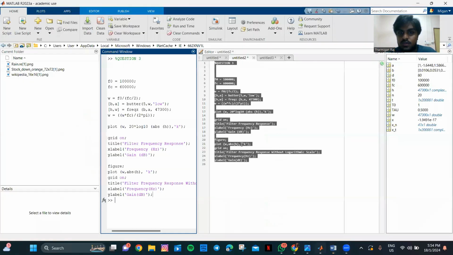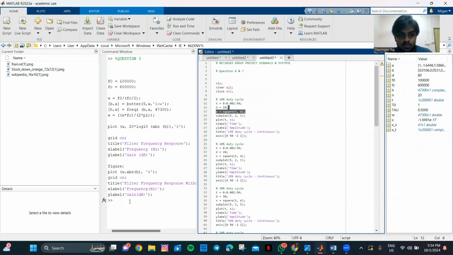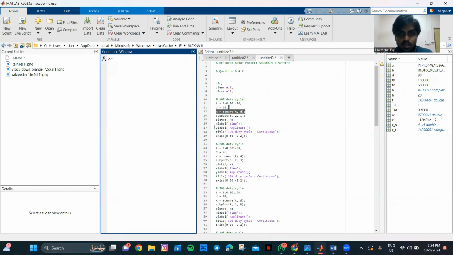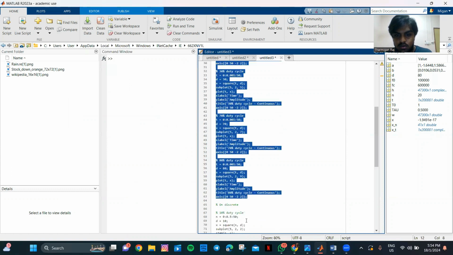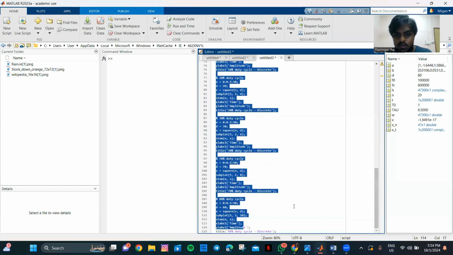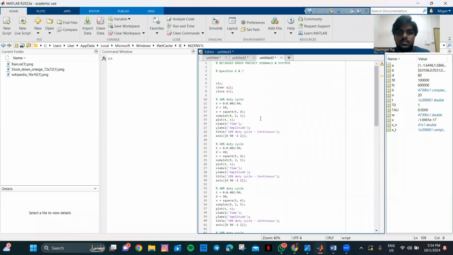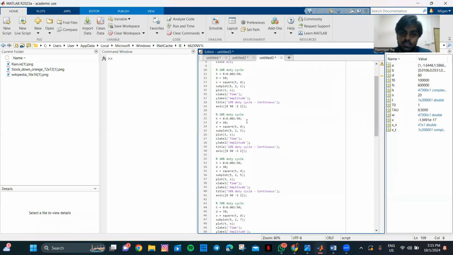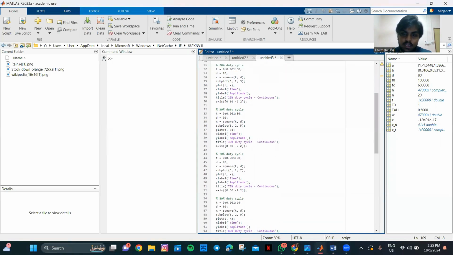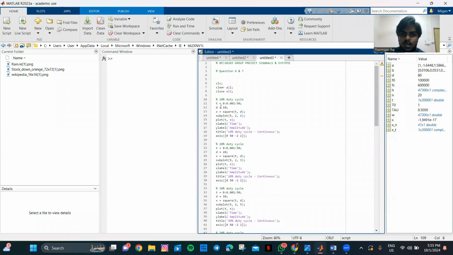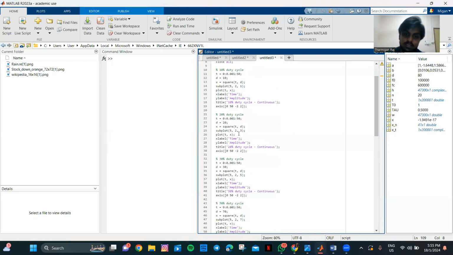So let me clear this place with CLC, and then we're just going to copy paste this entire thing. Before that, let me explain. The top part here is the code for the continuous signal, with 10% duty cycle, 20%, 30%, 70%, and 80%. Our variables are T, D, X. T ranges from 0 to 50 in steps of 0.01, and D equals 10. Then X will be the square of T, D. And then if we plot everything, it will calculate by itself later.